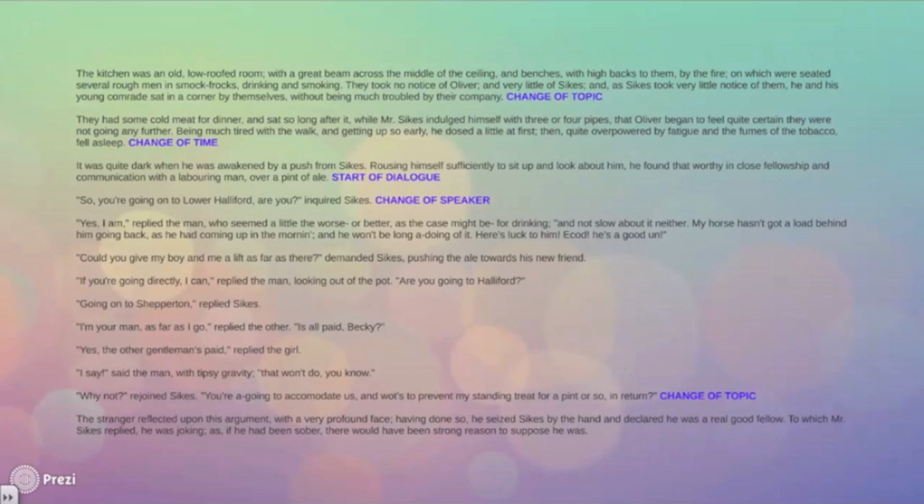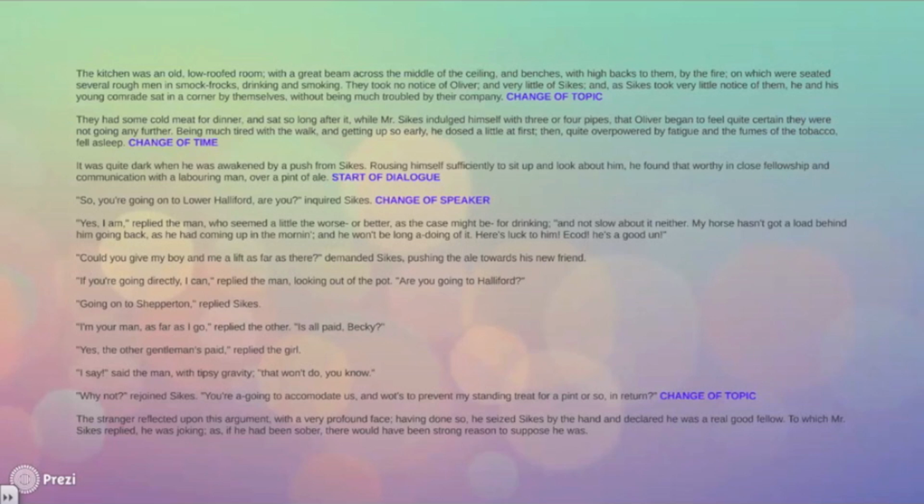Then you've got "it was quite dark when he was awakened." So that is an indication that there's been a change in time from when they were eating, so that is a new paragraph there. We've got the starting of dialogue, so we need a new paragraph there. And then wherever we've got a change in speaker, we need to make sure that we've got a new paragraph, so that we've got new paragraphs all the way through that exchange of dialogue between the characters.